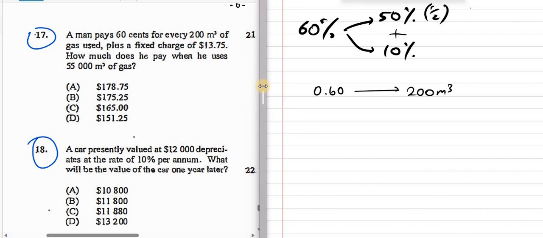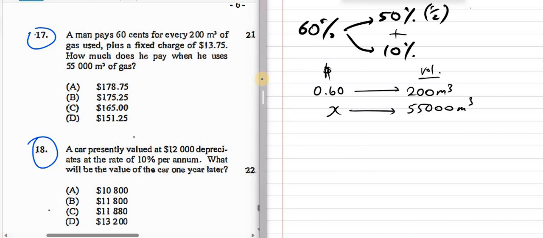Well, once he uses gas, he has to pay a fixed charge of 13.65. It doesn't matter how much, he still has to pay the fixed amount. Now, how much does he pay when he uses 55,000 meters cube? Let's have the money over here and the volume over here. So 60 cents for every 200 meters cube, and we're looking at 55,000 meters cube. Over here we're not sure of the amount, so we use x to represent it.